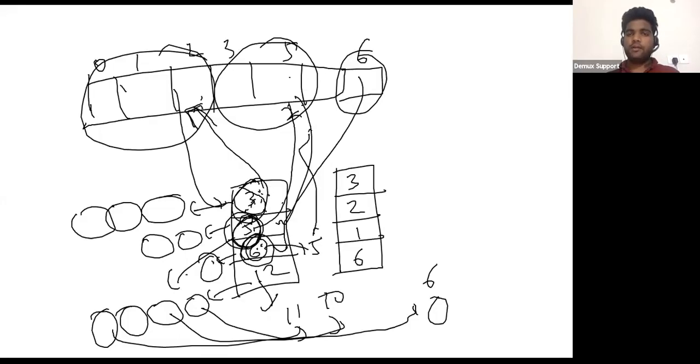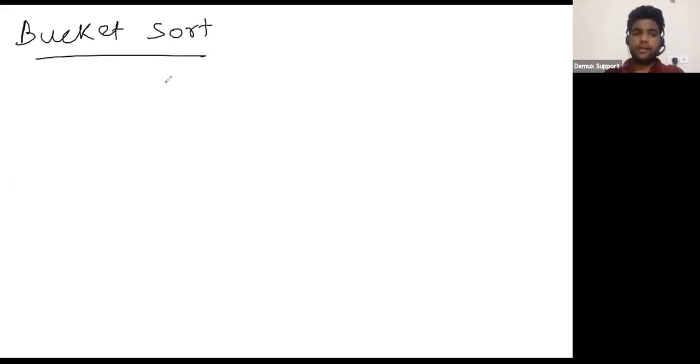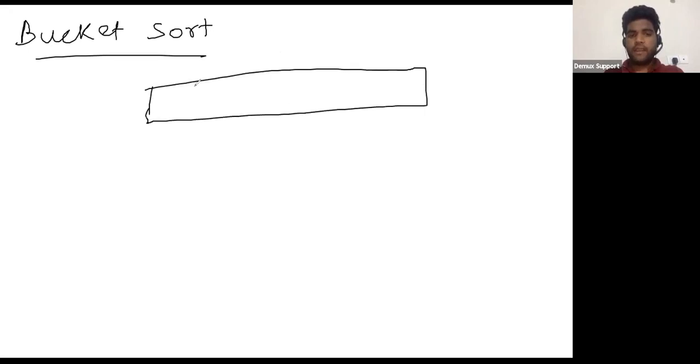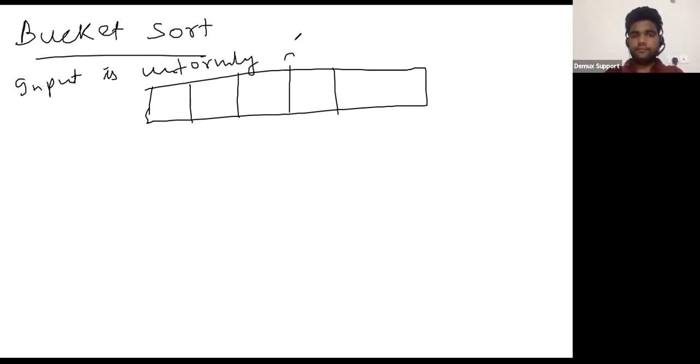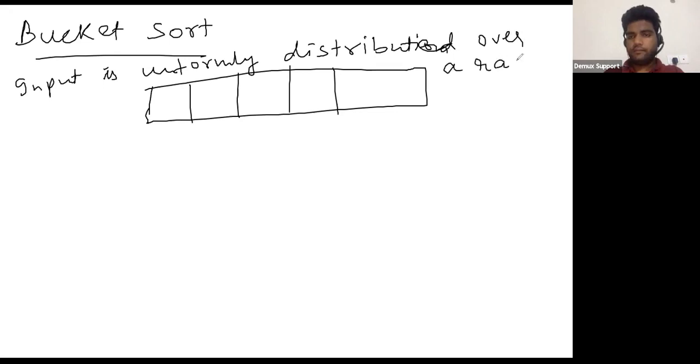Okay. So let's look at the last type of algorithm without any more delays, which is basically bucket sort. I guess all of you know bucket sort, but the basic idea behind bucket sort is that you have an array of numbers. This is mostly useful when the input is uniformly distributed over a range. So if the input follows a uniform distribution, then bucket sort is applicable.